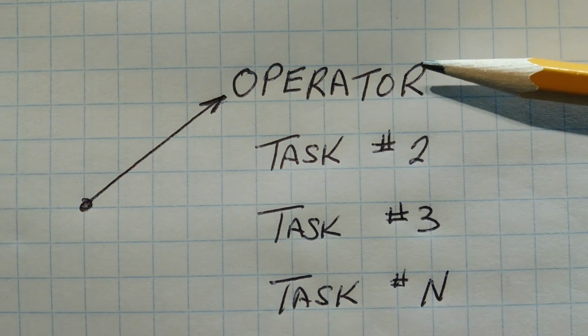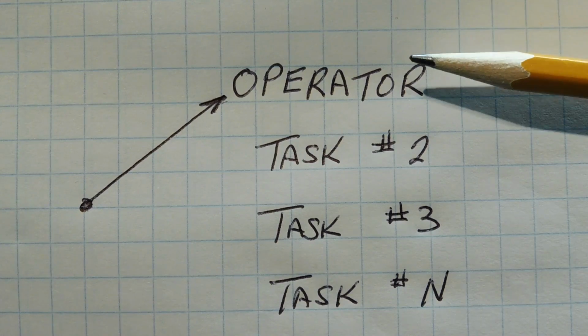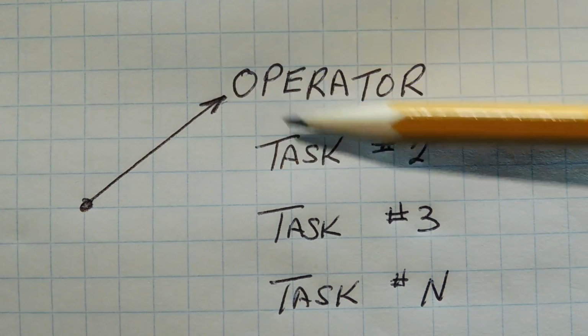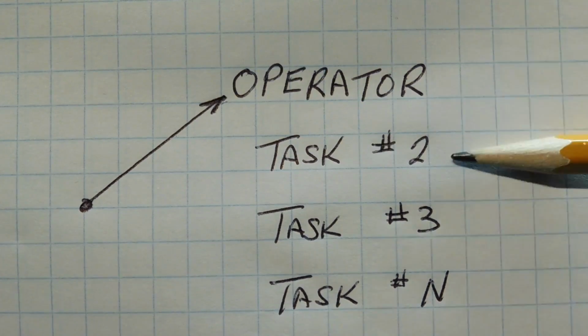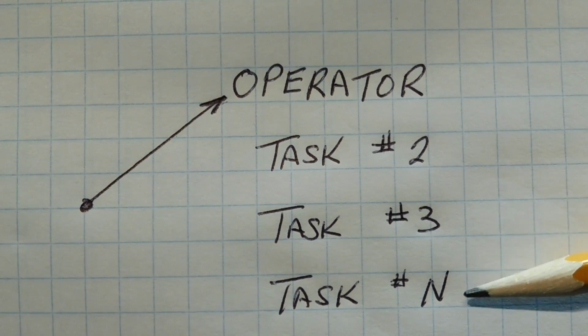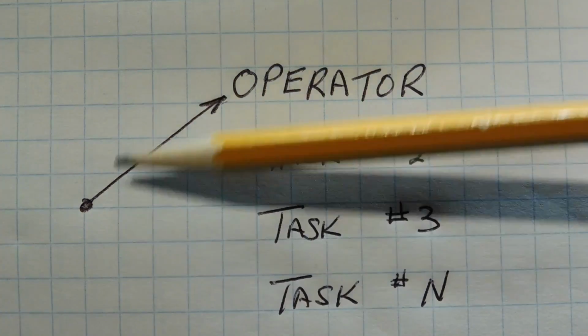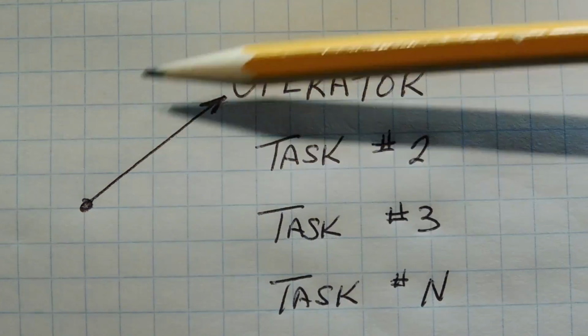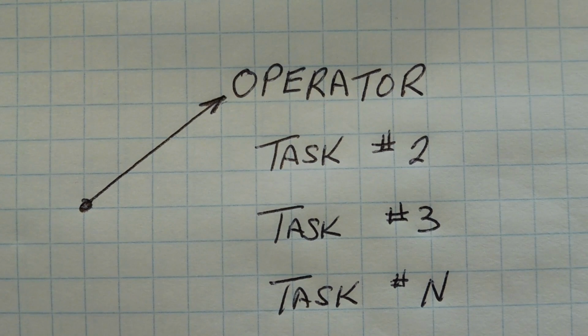The multitasker will give a time slice to the operator, then it will switch down to task number two and give task number two a time slice, and then three, and it will keep on going to the last, operating in a round-robin scheme. And this happens so fast that it looks like all the tasks are running at the same time.